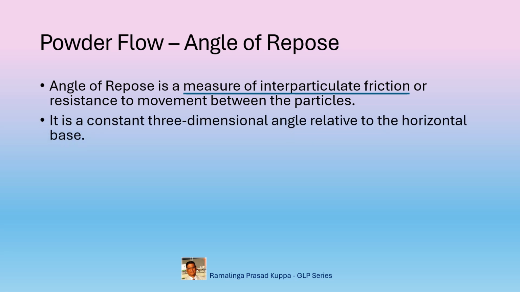It is a constant three-dimensional angle relative to the horizontal base. In this three-dimensional angle, the tangent is the opposite side divided by the adjacent side of the cone. If you consider the pile of the powder as a cone, the opposite side is the height of the cone from the bottom to the apex of the cone. Adjacent is the radius of the cone.